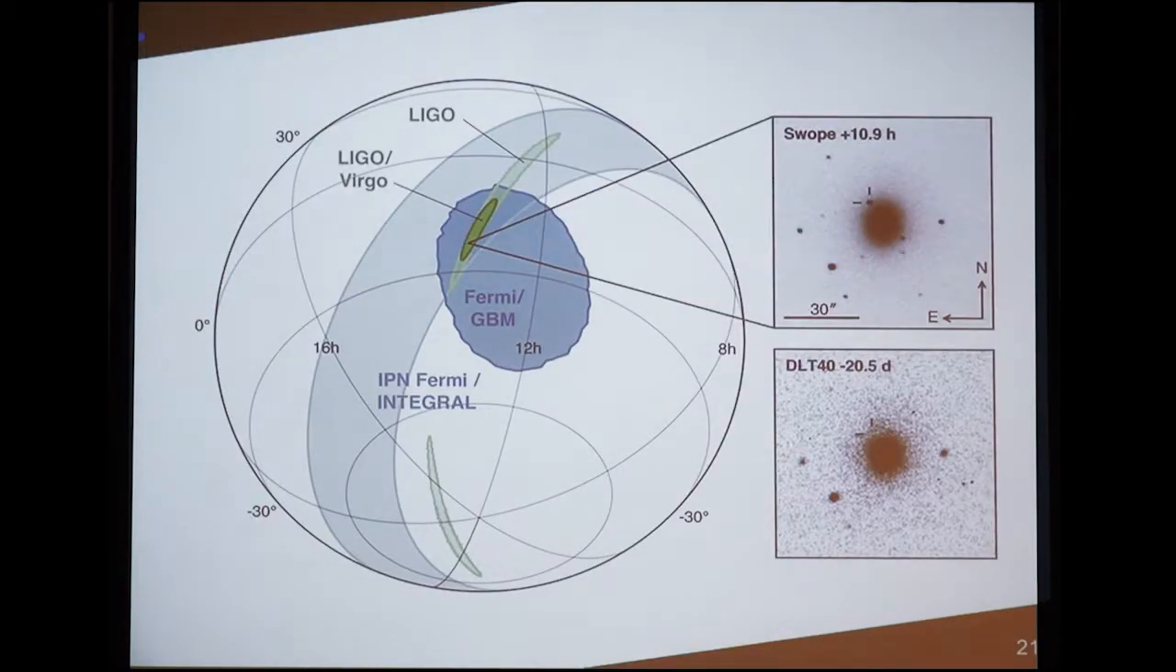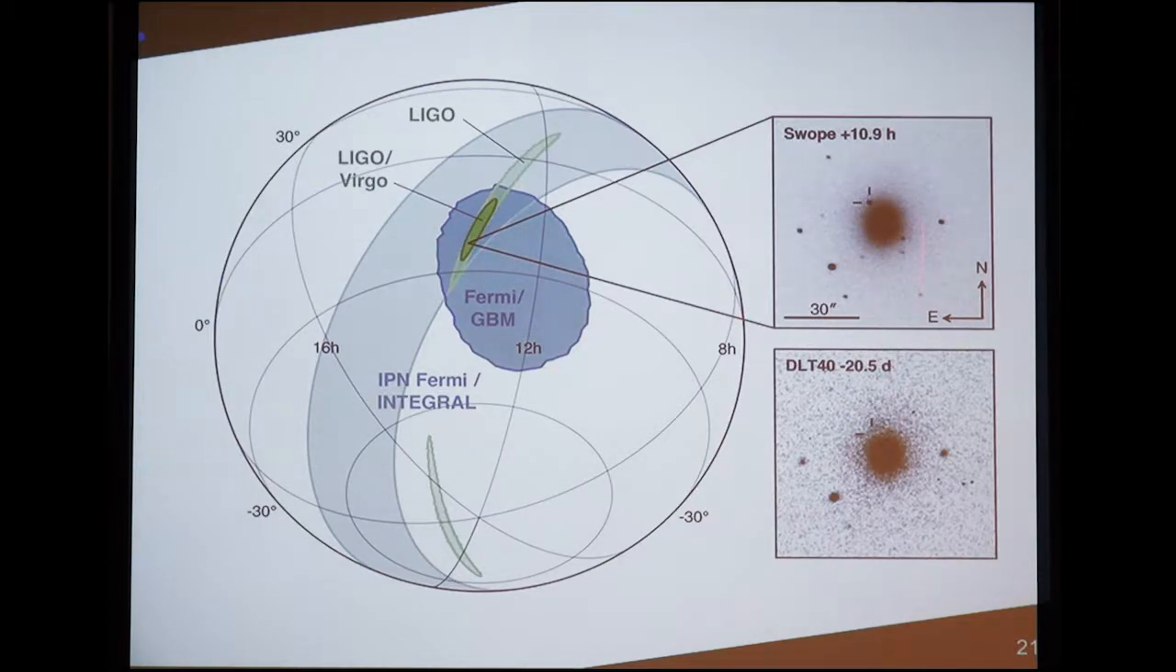This is the sky localization. So here we see the sky localization from LIGO detectors, from LIGO plus Virgo detectors. You see this is much, much more accurate. And this is the one from the Fermi satellite, which is not as accurate. So the LIGO detectors were really necessary to tell the optical telescopes where to look.